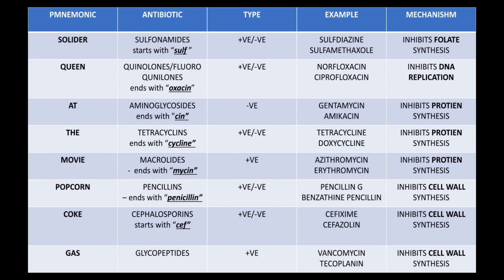S stands for sulfonamides, Q stands for quinolones, and the upgraded class of the quinolones are fluoroquinolones, and A stands for aminoglycosides, T stands for tetracyclines, M stands for macrolides, P stands for penicillins, C stands for cephalosporins, and G stands for glycopeptides.